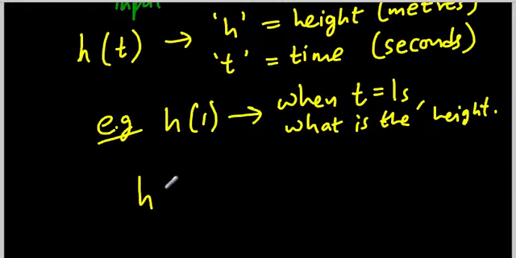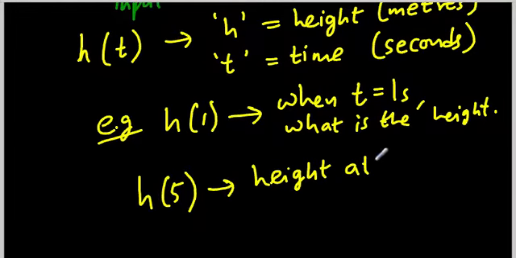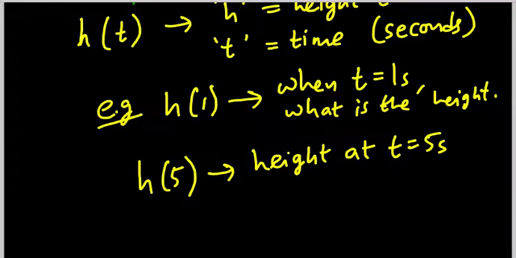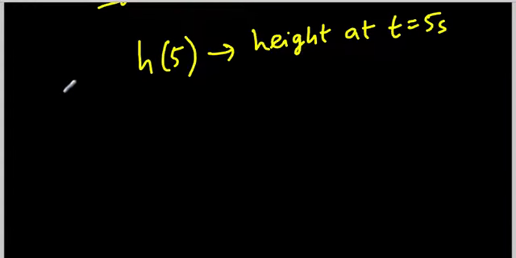Let's say, for example, I have h of 5. What this means is the height at t equals 5 seconds. So the height when the time equals 5 seconds. Let me give you one more example just to clarify this. And we can do this for any two variables, okay?